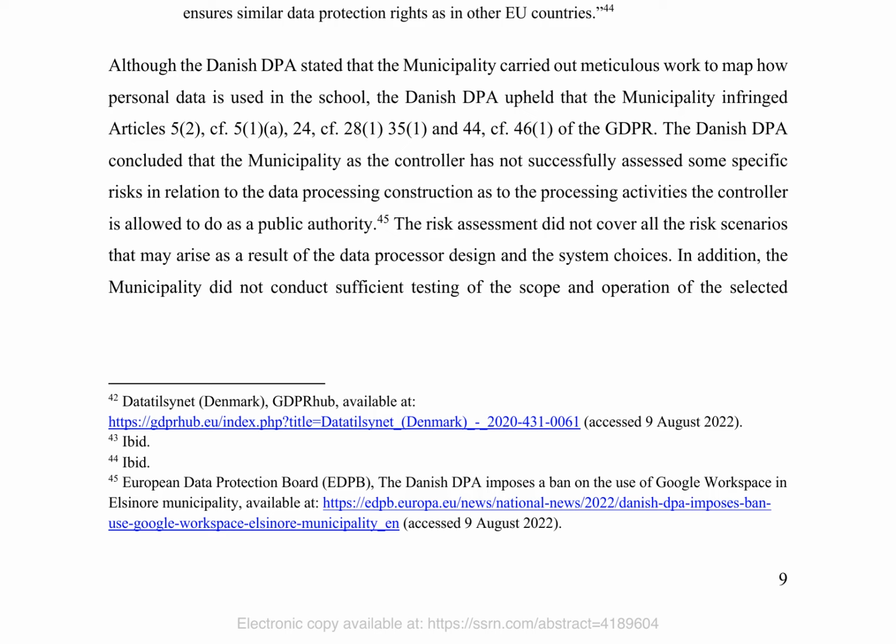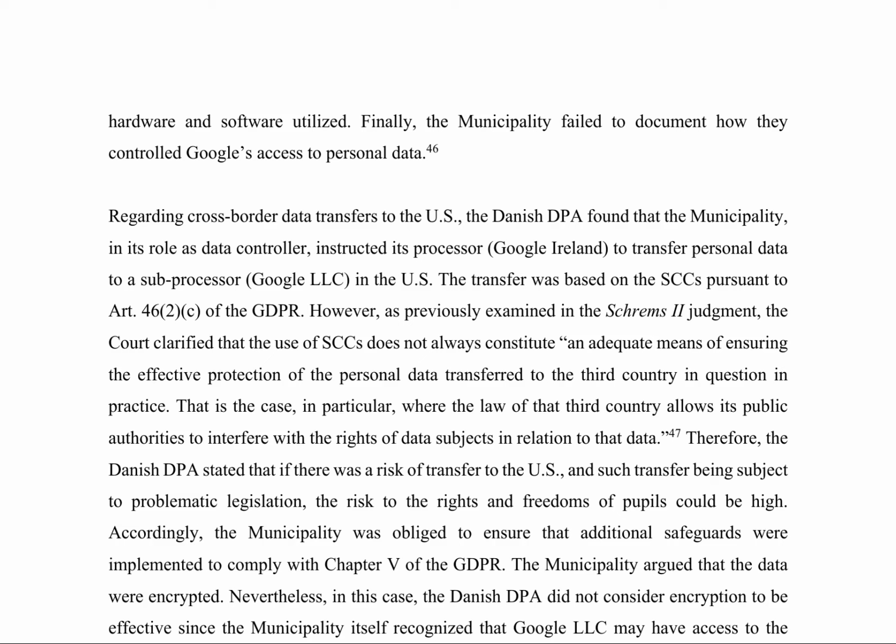It also pointed out the risk of transferring data to third countries, particularly the US, where problematic legislation could compromise the rights and freedoms of data subjects, especially students who enjoy special protection under data protection rules. The Danish DPA noted that the municipality's encryption measures were insufficient to mitigate these risks, as Google LLC may still have access to information in plain text.